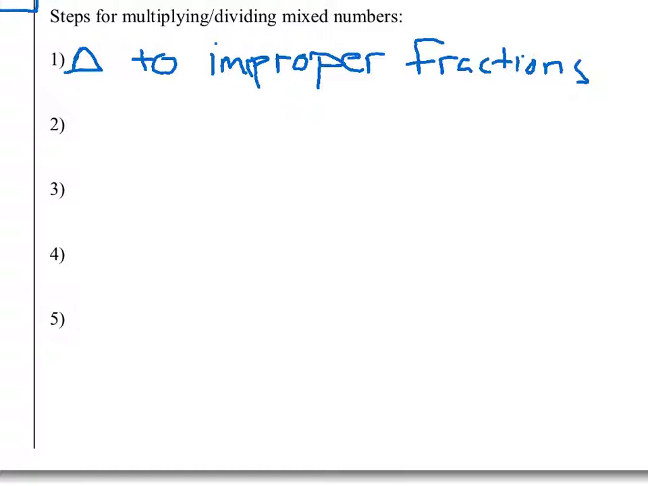Step number 2. Now, step number 2 is not a step that we have to do for all problems. We only had to do it for one of these 2 problems. Put on your thinking cap. What did we have to do for one of these problems, which was our second step, but we didn't necessarily have to do for the other? Andrea. Yeah, get the reciprocal of the second number. So this is, I'm going to stipulate that this is for division only. Flip the second number.